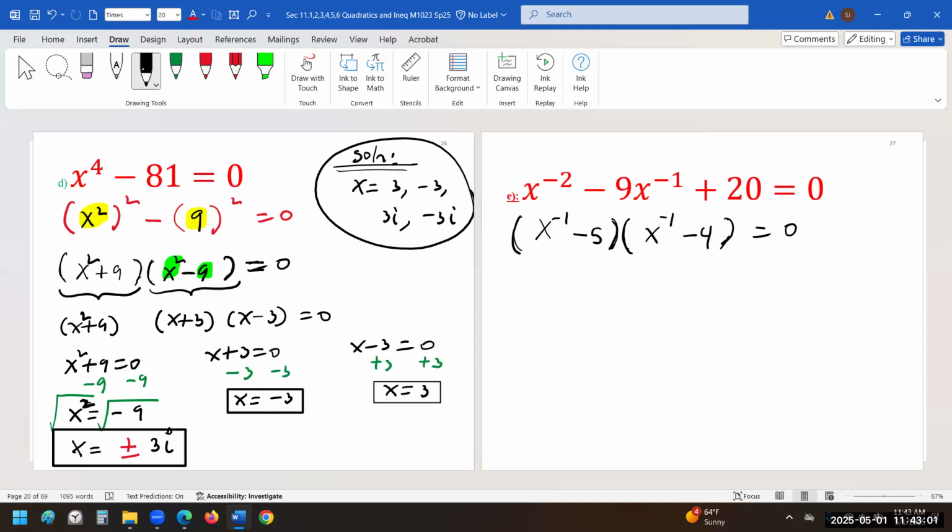Now, these are not difference of squares. These are negative powers: x to the negative 1 and x to the negative 1. When you combine them, you get x to the negative 2. So these are the difference of squares, but these are just negative powers. So you set each of them equal to 0 individually, and then from there you solve for x.